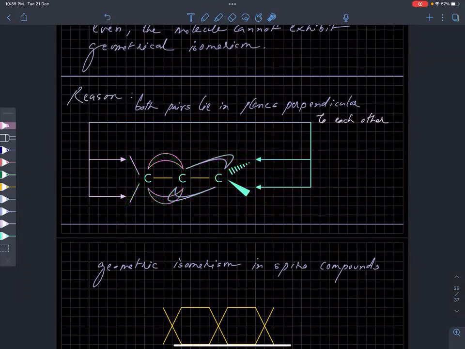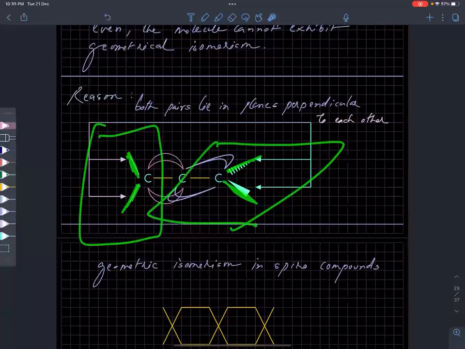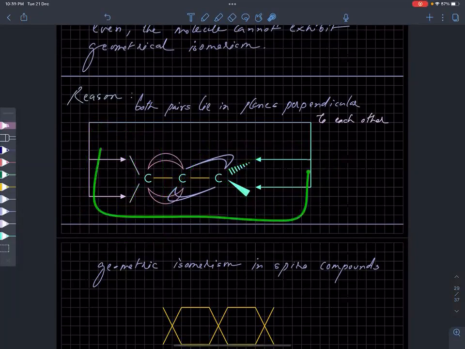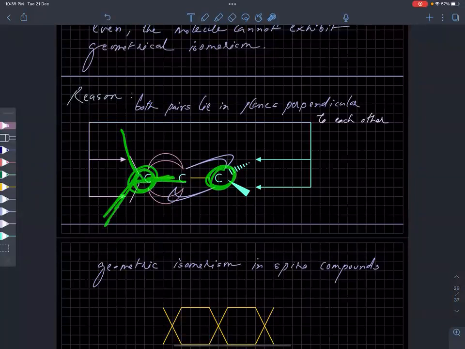Clear? Now, these two bonds are at top and bottom and these two are at front and back. This is in this plane, this is in this plane. Clear? So these cannot show... not trigonal planar. Which one? This is trigonal planar. But this is in this plane. This is in this plane. You are understanding?